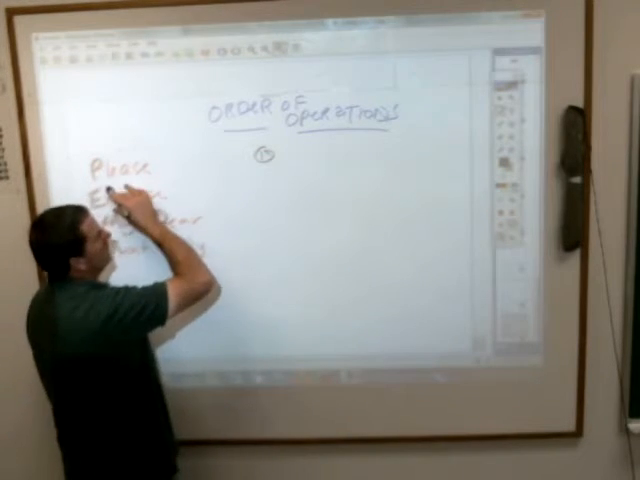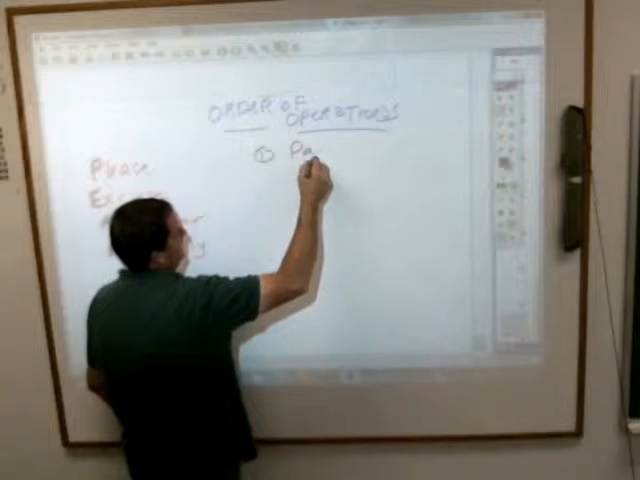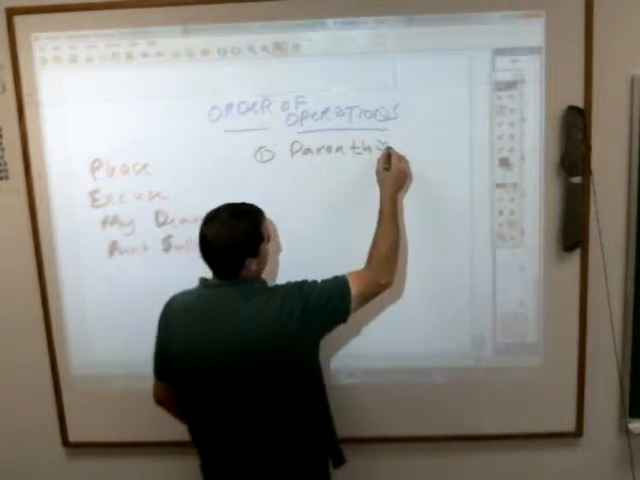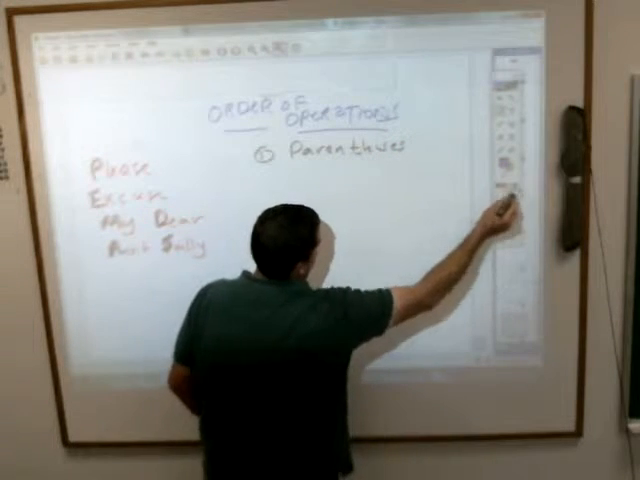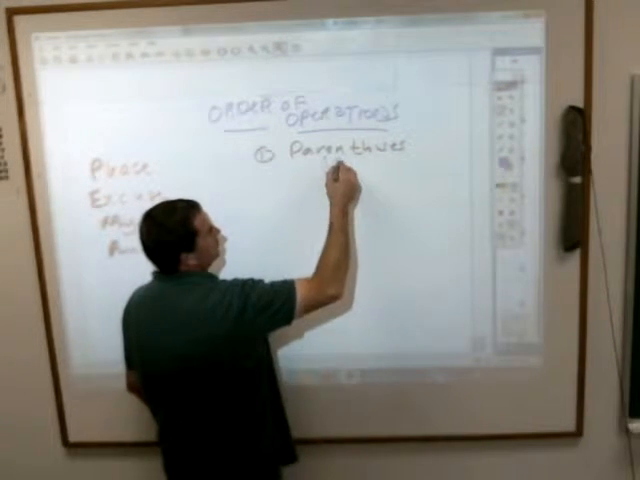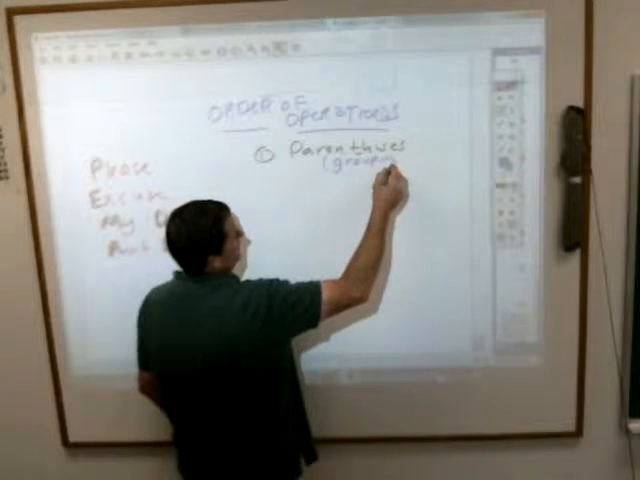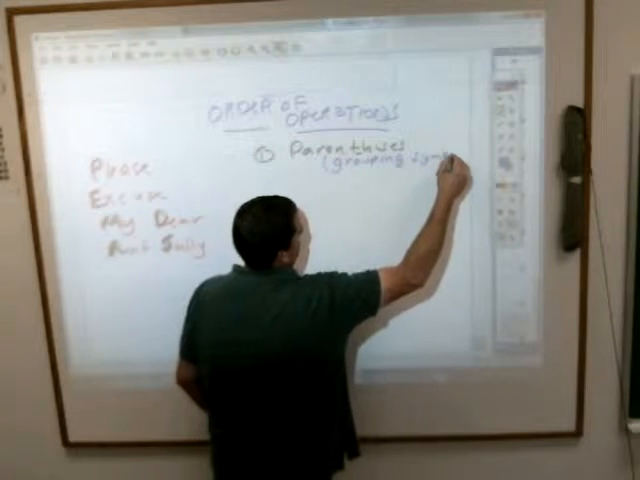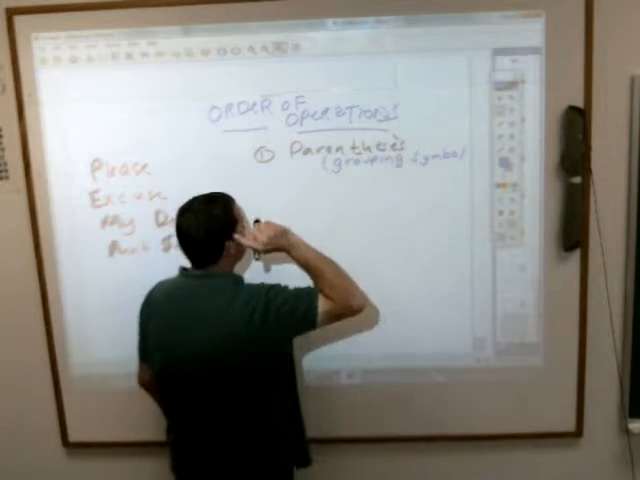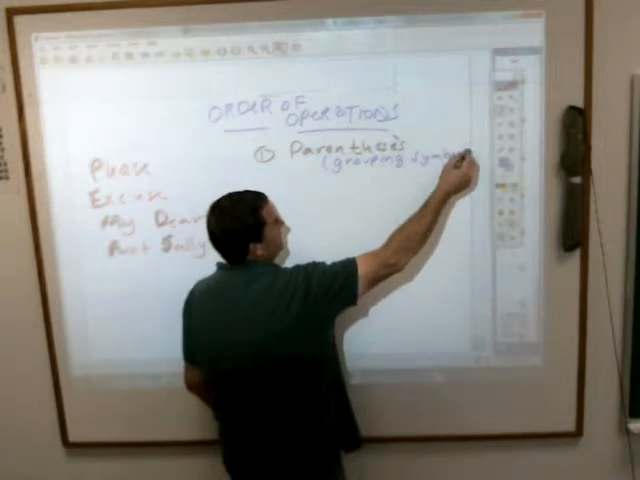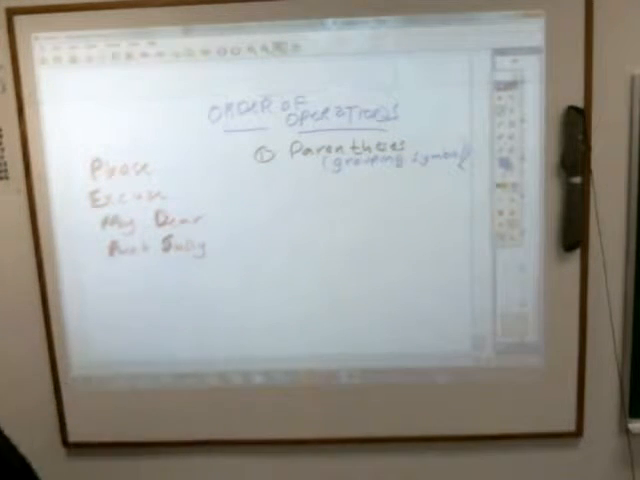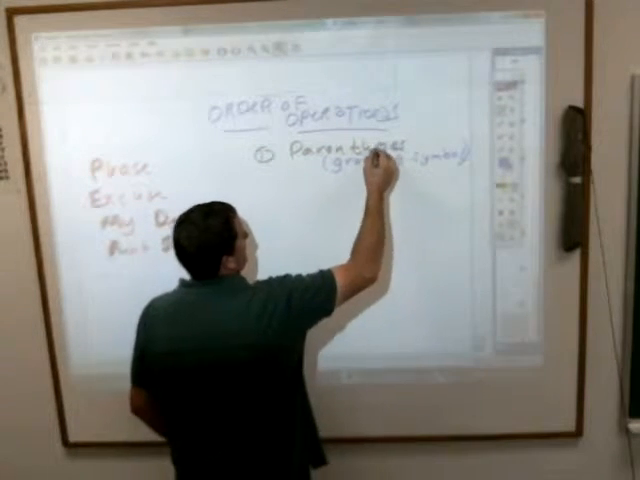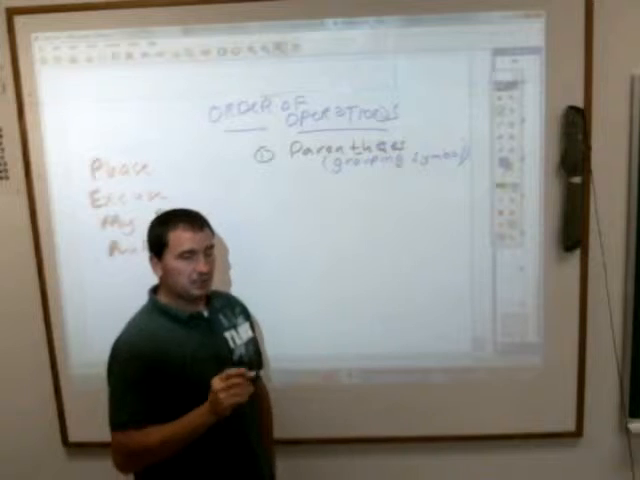The first thing you have to do is, the P stands for parentheses. Now, I must warn you on this: not necessarily parentheses, but it needs to be grouping symbols. Did I spell parentheses right? It doesn't have to be parentheses, it can be any grouping symbol.